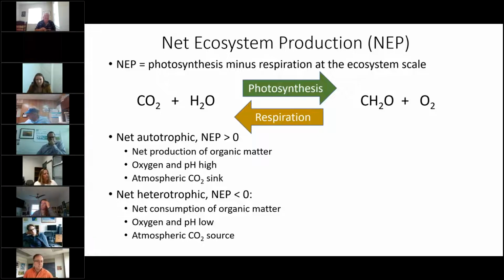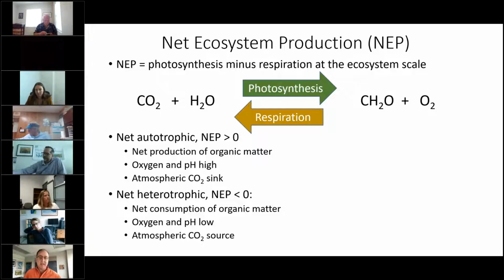Net ecosystem production is really a very fundamental characteristic of aquatic ecosystems. It's the amount of photosynthesis that's occurring minus the amount of respiration that's occurring. And I've put up here on this slide the most basic chemical representation of photosynthesis and respiration. So photosynthesis, of course, consumes CO2 and produces organic matter and oxygen, and respiration does just the opposite.